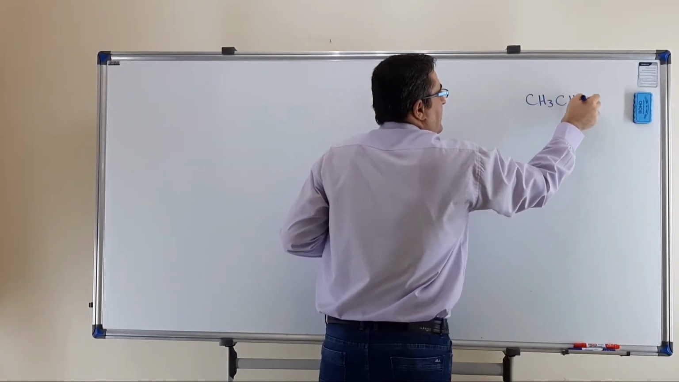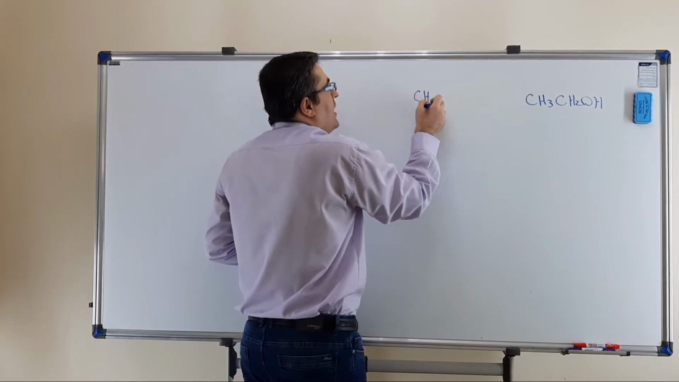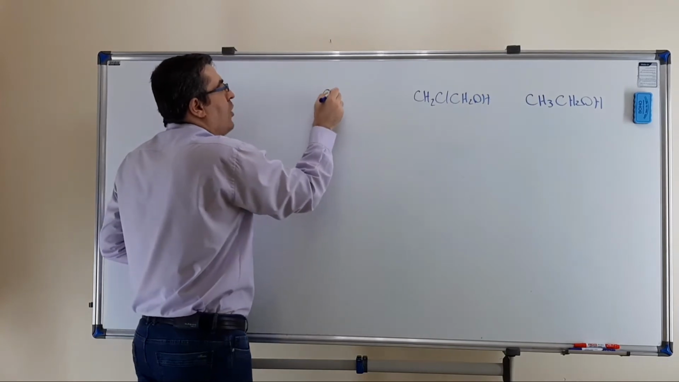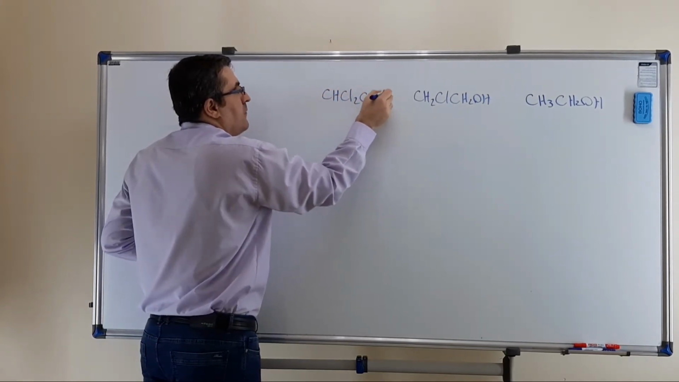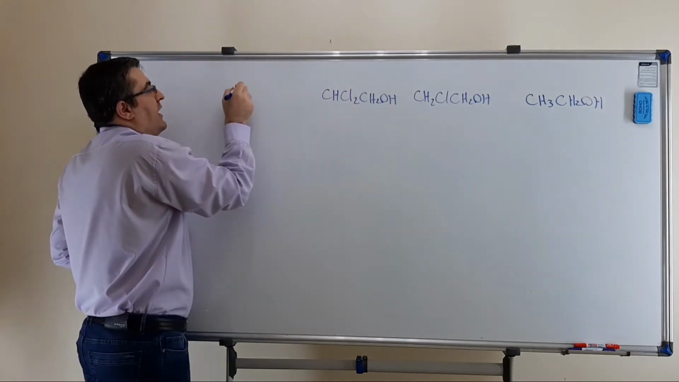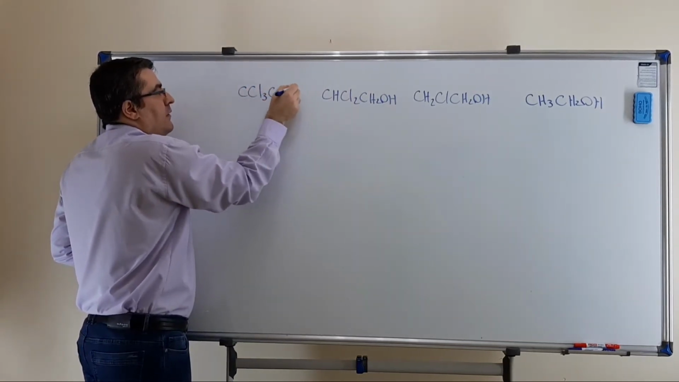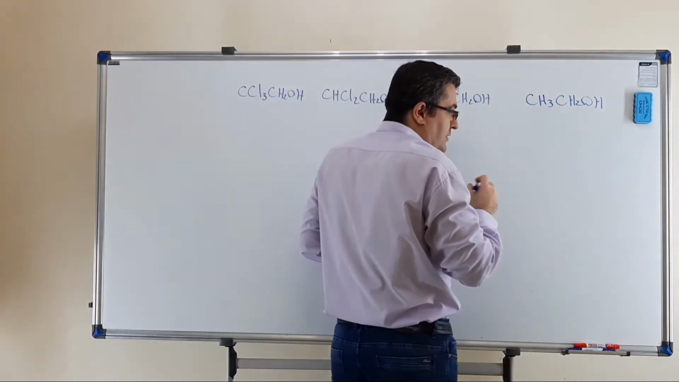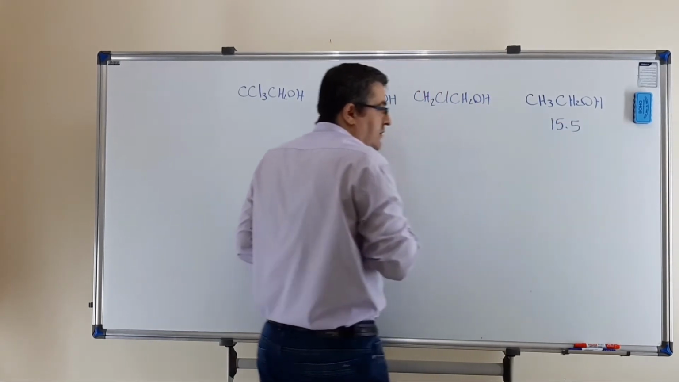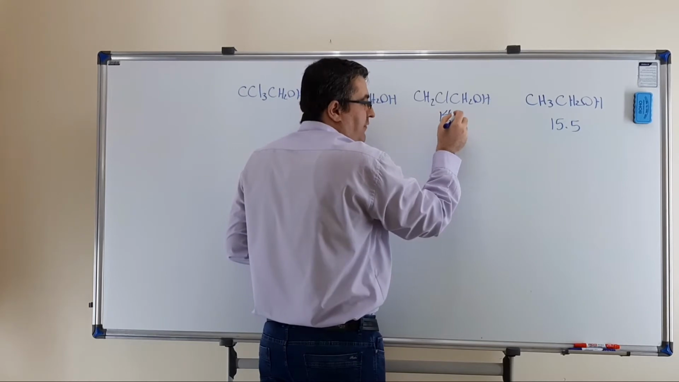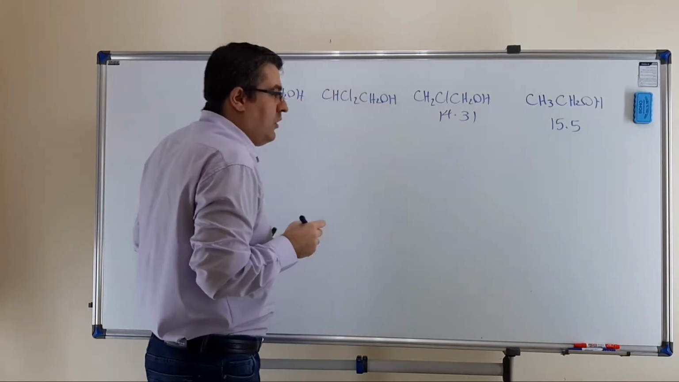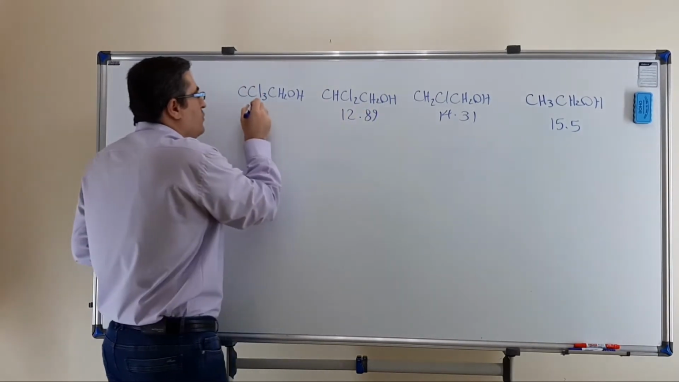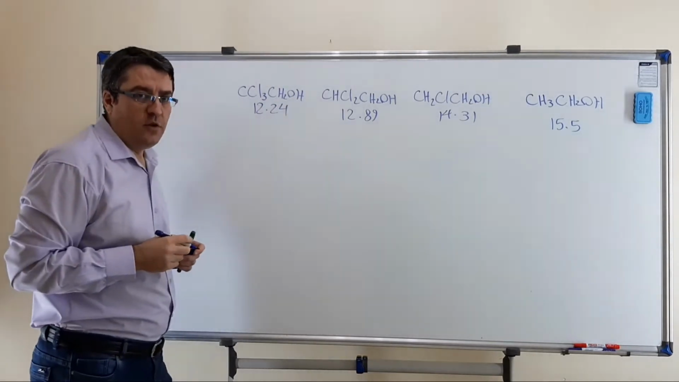We can consider ethanol, 2-chloroethanol, 2,2-dichloroethanol, and 2,2,2-trichloroethanol. In aqueous solutions, values of pKa's are as follows: 15.5 for ethanol, 14.31 for chloroethanol, 12.89 for dichloroethanol, and 12.24 for trichloroethanol.